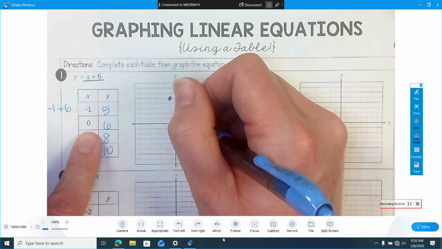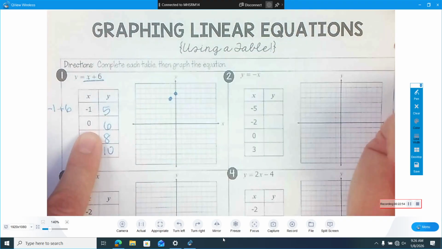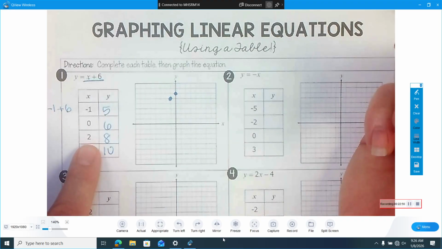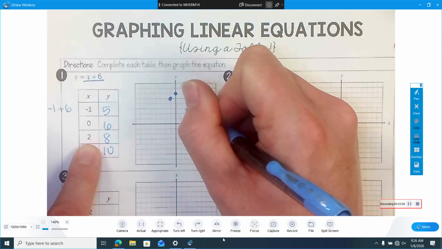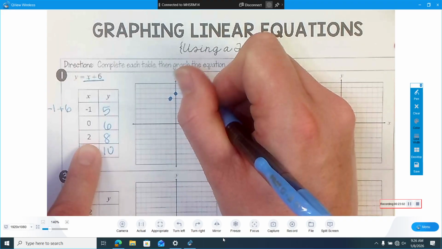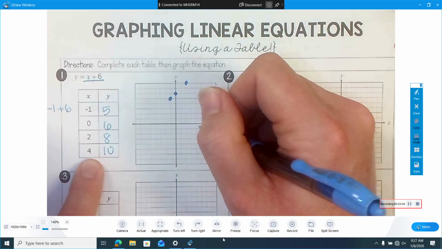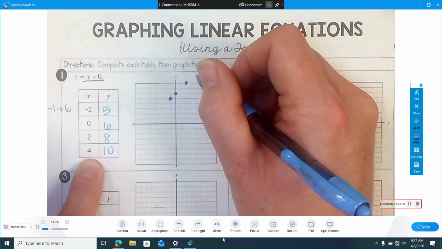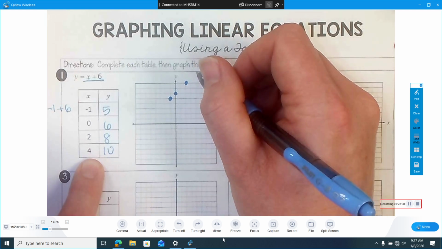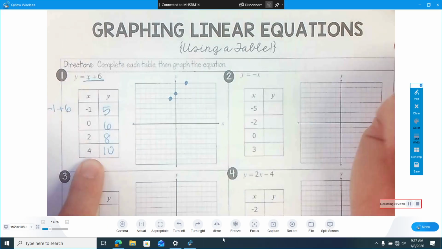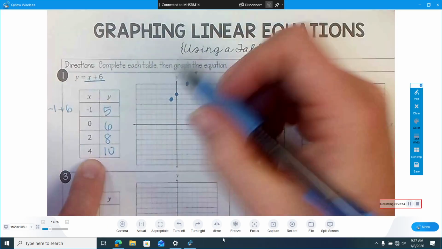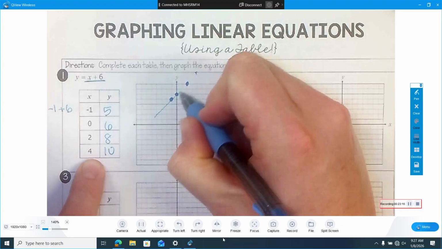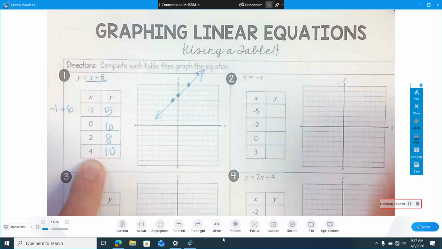0, 6. 2, 8. 1, 2, 3, 4, 5, 6, 7, up 8. 4, 10. Can I graph 4, 10? It's off my graph. It's up here somewhere. You could put it up there. You can estimate that. That's okay. Does it make a line? Yeah, it looks pretty good.